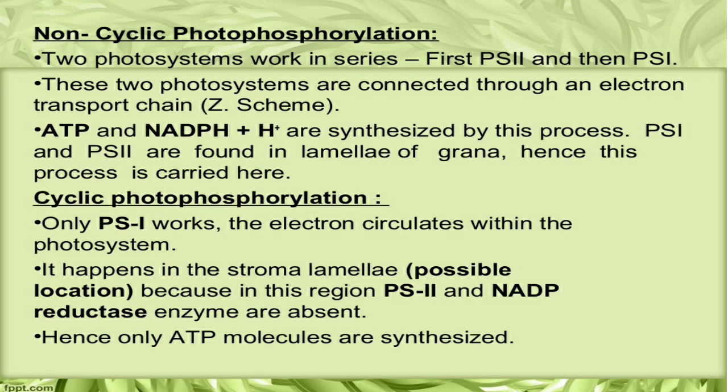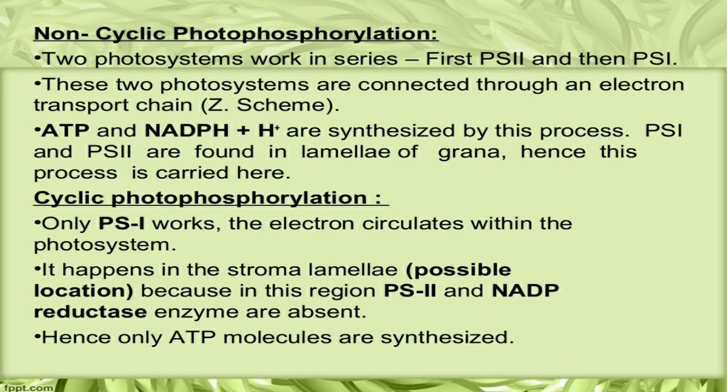Non-cyclic photophosphorylation: two photosystems work in series, first PS2 and then PS1. These two photosystems are connected through an electron transport chain, that is a Z scheme. ATP and NADPH are synthesized by the process. PS1 and PS2 are found in lamellae of grana, hence this process is carried out here.